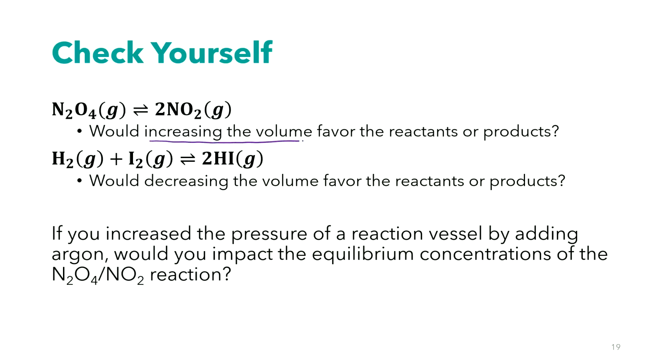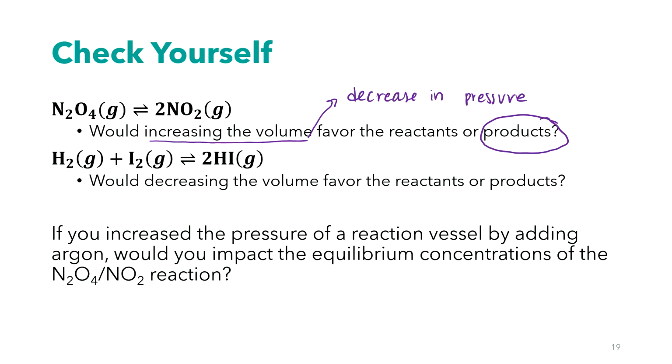Increasing the volume would mean a decrease in pressure. The system wants to counteract that decrease in pressure, so what can it do? It can raise the number of moles, which would be the product side, right? More moles. Would decreasing the volume favor the reactants or products?